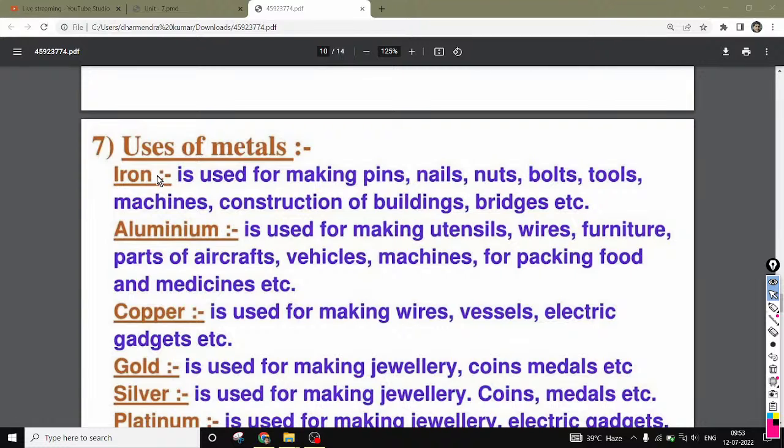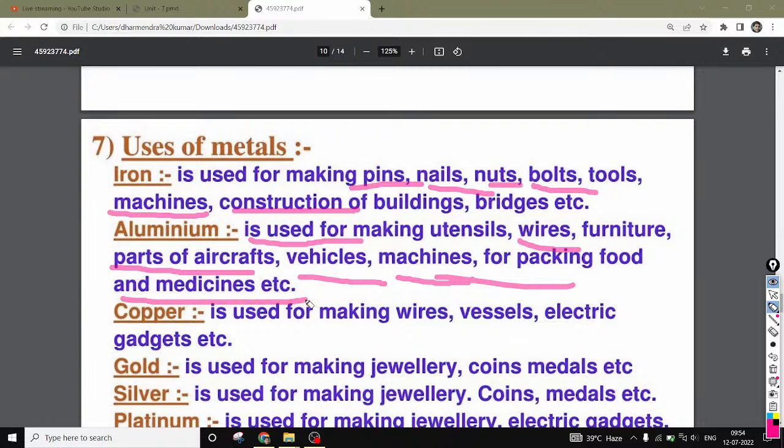So first, about iron, various uses are given here, like pins, nails, nuts and bolts, tools, machines, construction of buildings, bridges, etc. These are some uses of iron. Similarly, aluminium is used for making utensils, wires, furniture, parts of aircraft, vehicles, machines for packing foods and medicines, etc. Similarly, copper is used for wires, vessels, electric gadgets, etc. And if you talk about gold, gold is used for making jewelry, coins, medals, etc.